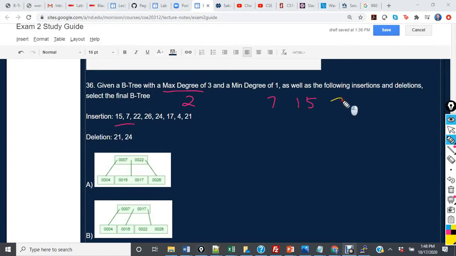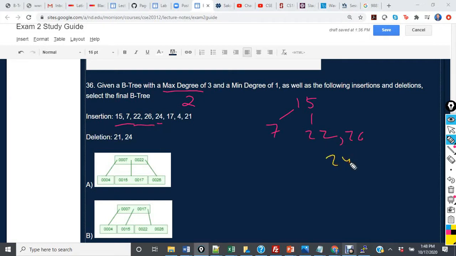When we do 22, 22 would be outside, which means we're going to split in the middle, which in this case is 15. So what we're going to see is a node created for 7, and that's going to become the first child of 15, and then the second child of 15 will be 22. Next, we're going to insert 26, and then we're going to insert 24.